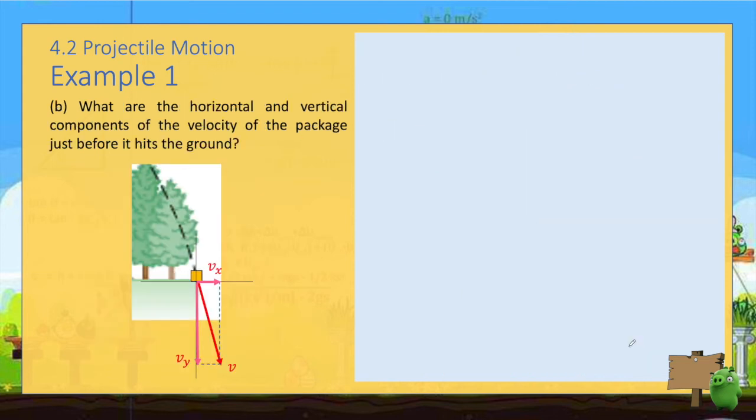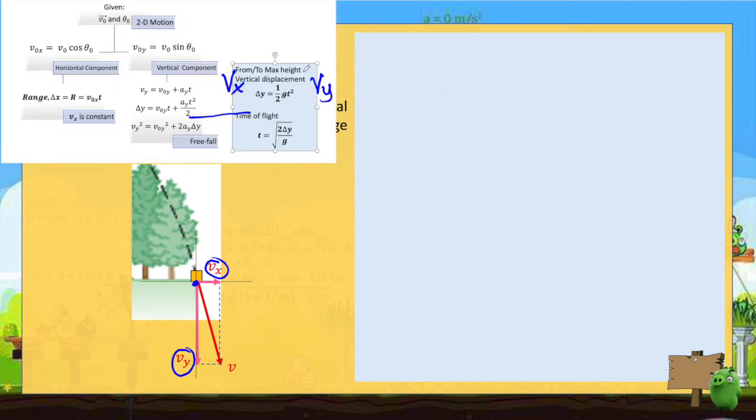Letter B, what are the horizontal and vertical components? So, we are looking for the Vx and the Vy, the components of the velocity before it hits the ground. So we are looking for this and this. Now, always remember, earlier we discussed that we already know this one. This is 40 meters per second, because the problem states it is moving only horizontally. And we assume that this is 0.